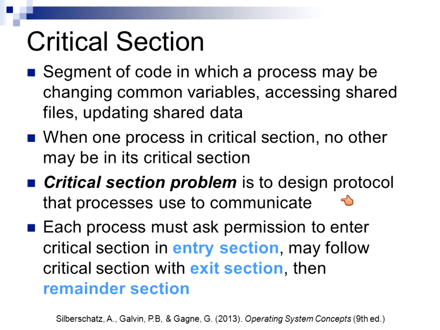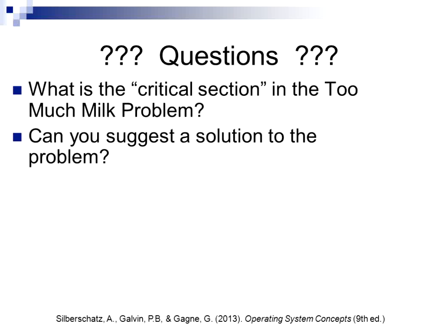So the problem we have is to design code that processes use to communicate so that we don't have a race condition. And the way we do this is by requiring that each process ask permission to enter the critical section, and then they release the critical section when they're done with it and go on with the rest of their work. Okay, so what we're kind of doing is we're kind of locking this critical section so nobody else can access it until we're done with it. So we don't have this race condition where the results might be different.